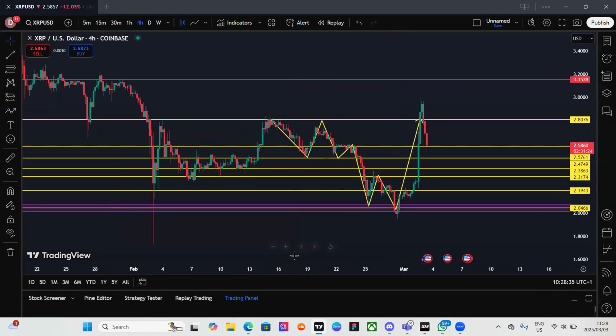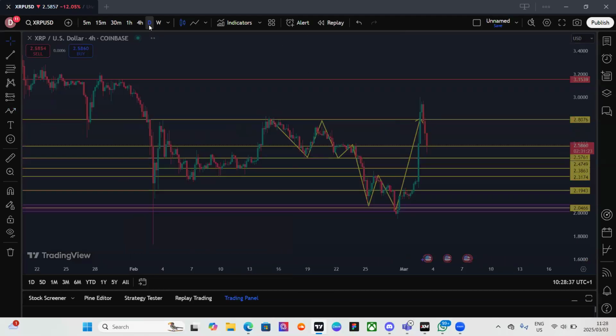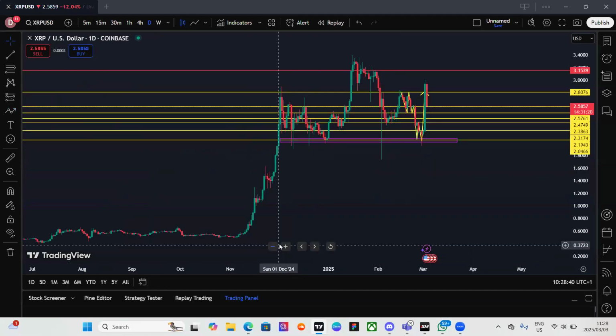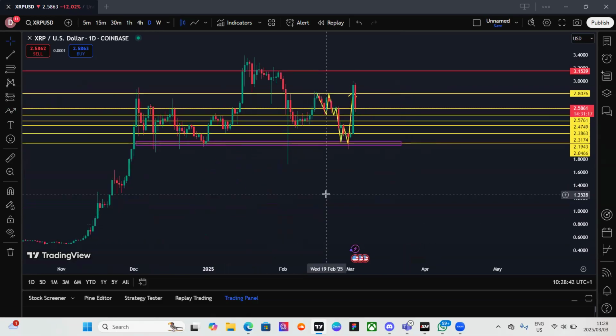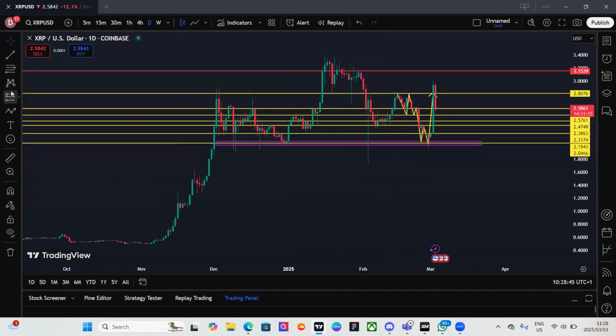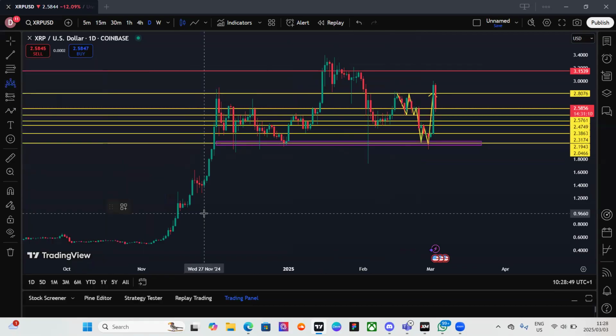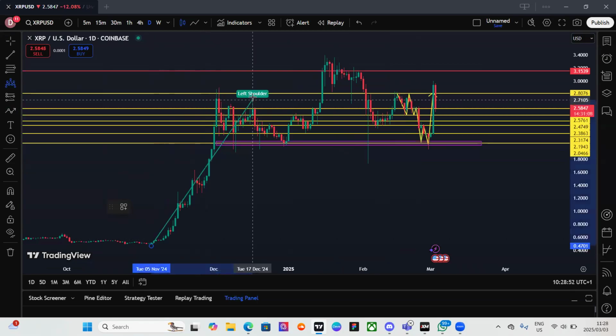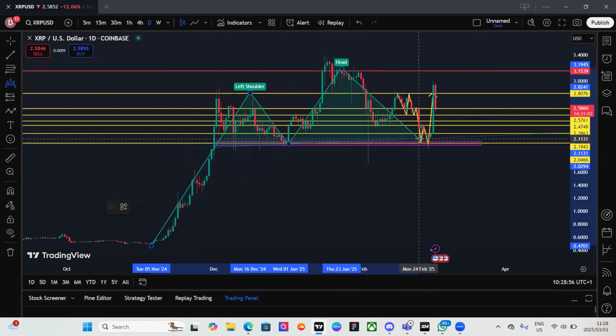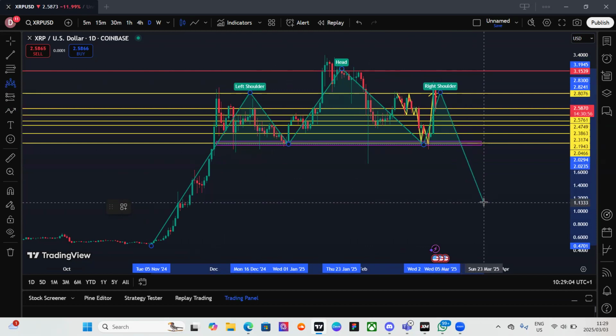But overall, let's just zoom out on XRP. We're seeing a bit of a head and shoulders formation. I did mention this in my previous video as well. As you can see, left shoulder, head, right shoulder, and then possibly we'll see some down momentum coming and breaking this neckline right here.